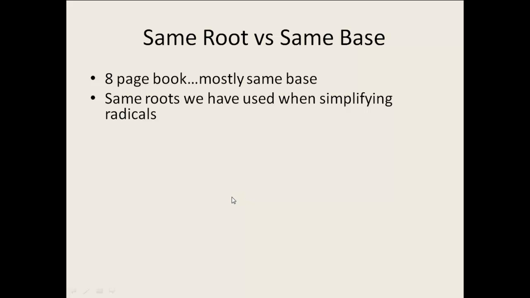Okay, now we've got our 8-page book which is based off of having the same base. When we have the same roots, we can also simplify radicals, and we've done that in previous lessons. When we took the square root of 5 times the square root of 2, these are the same roots. They're both square roots. So what I would do is I would take 5 times 2 and get my 10.